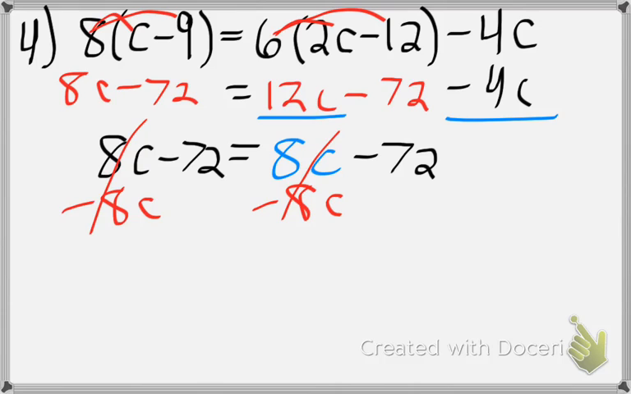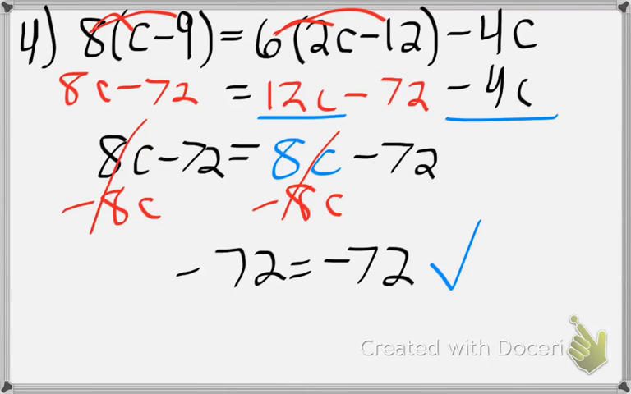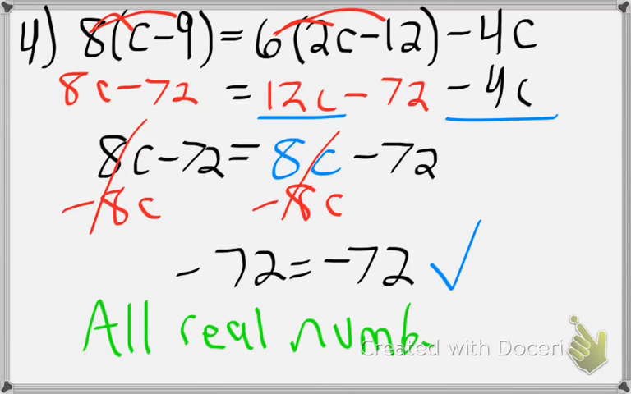But now watch. Those on the left side also cancel. So you're left with negative 72 equals negative 72. Well, here's the good news. That's a true statement. So because your letters canceled out and you were left with a true statement, that means everything is a solution to this question. So you would say all real numbers, or just all numbers, or you could just use the word identity. It means the same thing. So this is the answer to number 4. The answer is everything is an answer to number 4.